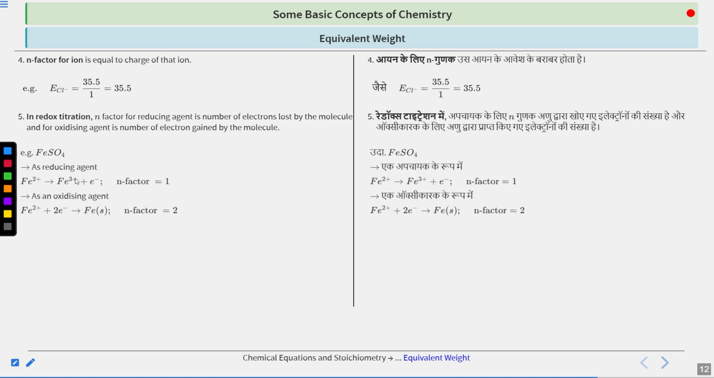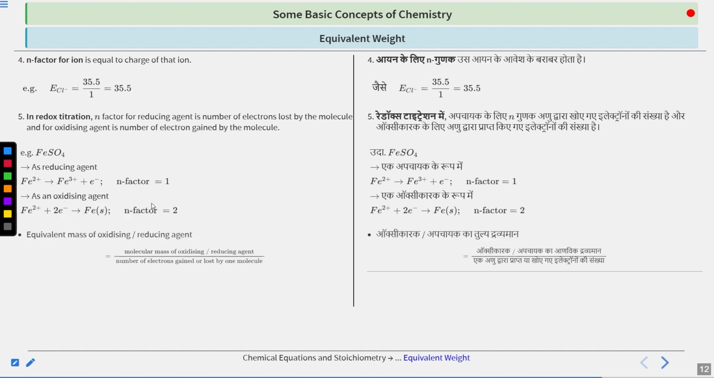So this is the example. The same example is written here. Fe2+ is going to Fe3+, so the n factor is 1 in this case. And if Fe2+ is going to Fe, then 2 electrons have been taken, and therefore the n factor is 2 for this case. Clear? Okay.